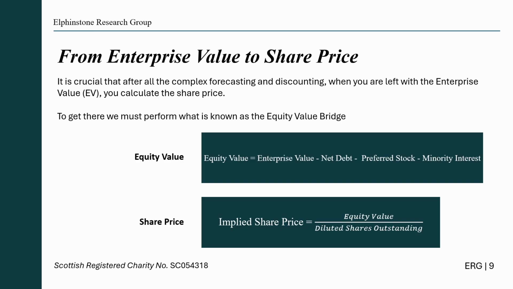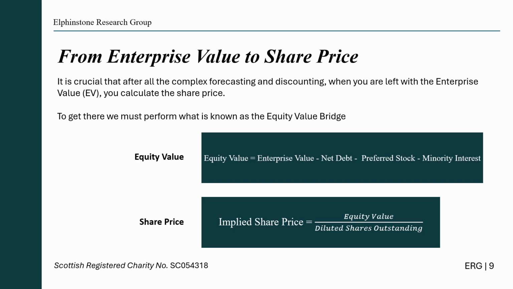So to move from enterprise value to equity value, we apply the following formula, and that is the top one. To get equity value, we start off with enterprise value and take away net debt, which is the total debt minus cash or cash equivalents. We then take away preferred stock and then take away the minority interest.